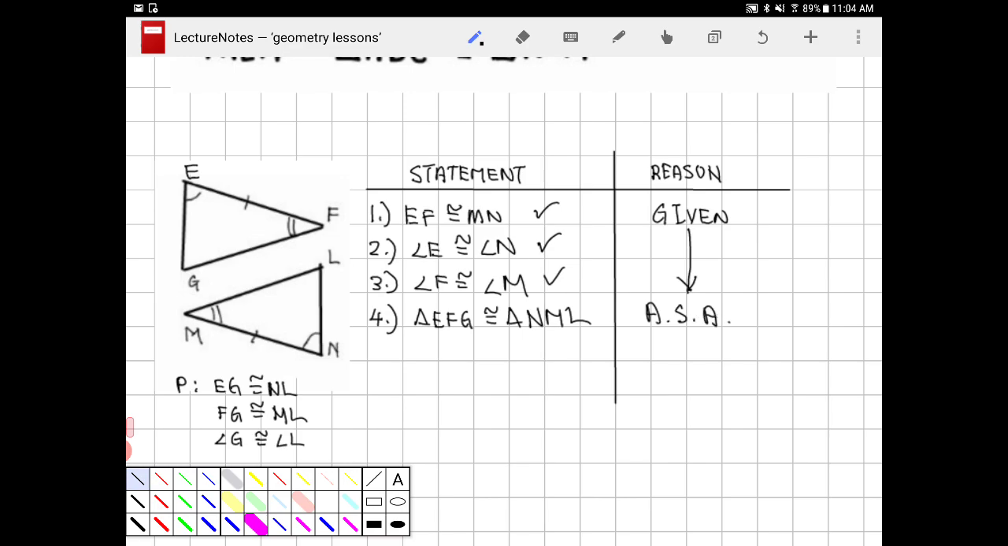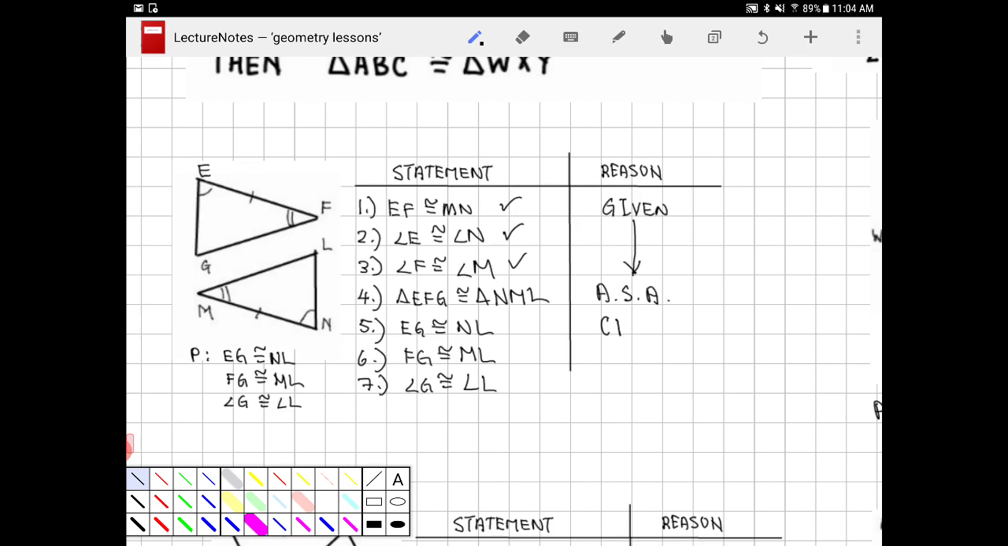Once we've proven that the two triangles are indeed congruent, we are well on our way to figuring out why the corresponding parts of the triangles should also be congruent. We can then simply list out that EG is congruent to NL, that FG is congruent to ML, and that angle G is congruent to angle L. And this is all because of, again, CPCTC. Corresponding parts of congruent triangles are congruent.